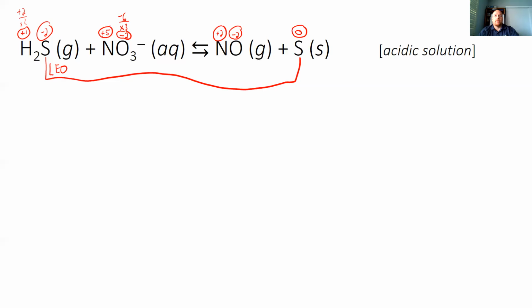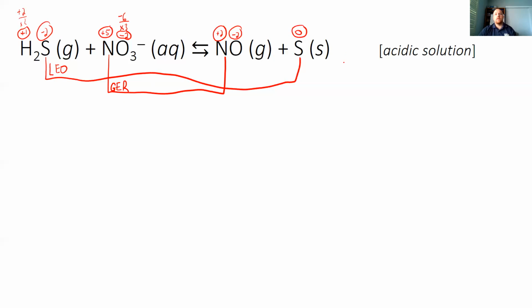Then I'm going to look for others. Oxygens are -2 on each side. Hydrogen, well, I only have one hydrogen here. That'll come into play later, so that's okay. But I do have my nitrogen, which I should notice is a +5 on one side and +2 on the other. So if it's gone from a +5 to a +2, it must have been reduced. So we're going to write in here, GER. So the nitrogen has been reduced.